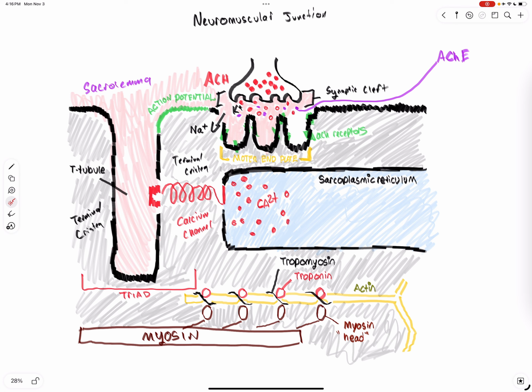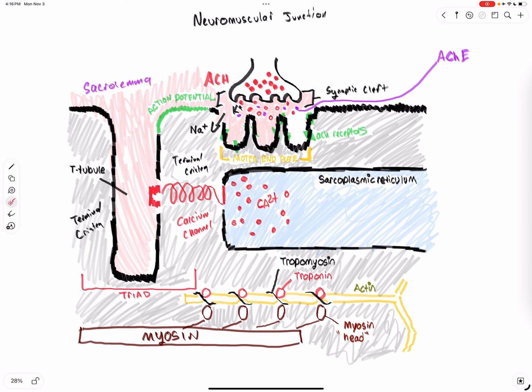So I want to start off by saying the action potential is essentially an electrical signal that is sent from the brain or the spinal cord and travels down a motor neuron to the axon terminal, which is essentially the end of the neuron. The axon terminal meets the muscle at a specific area called the neuromuscular junction, which is where the nerve and the muscle connect.